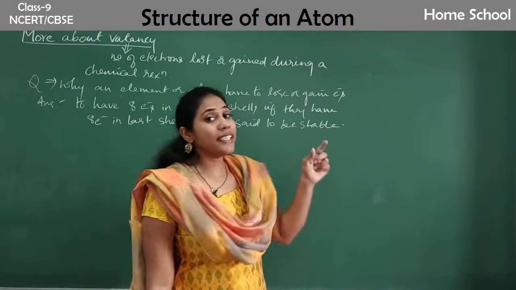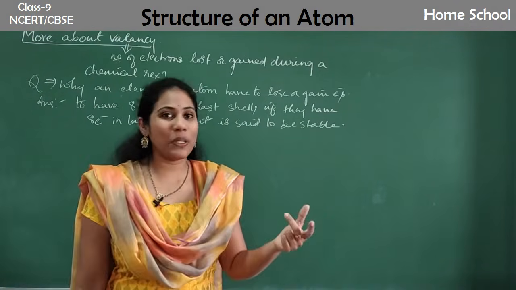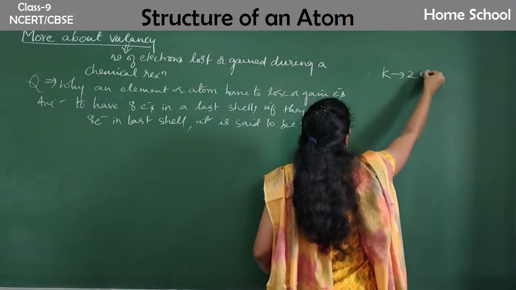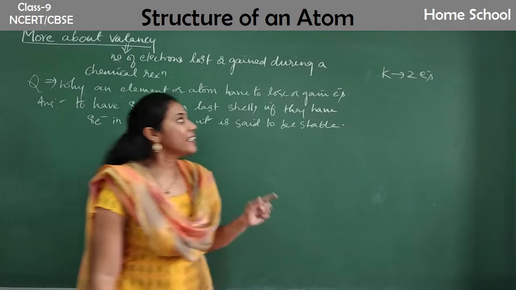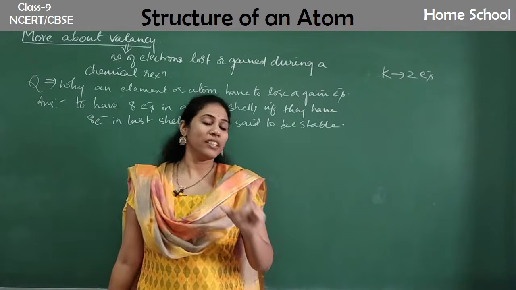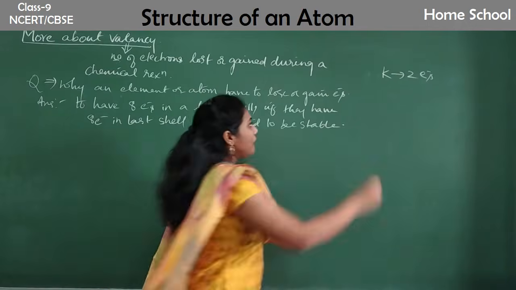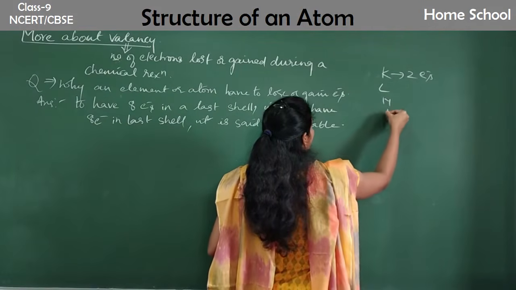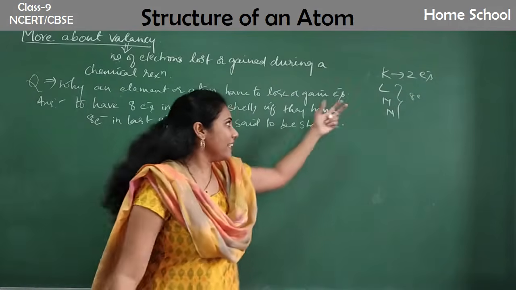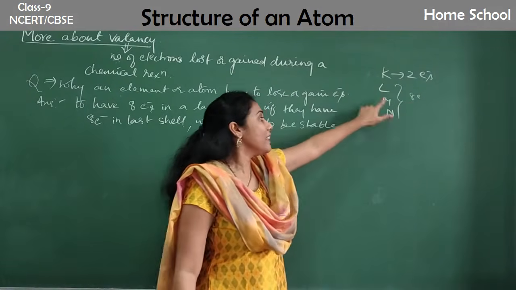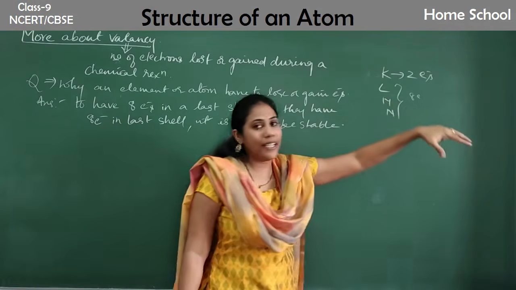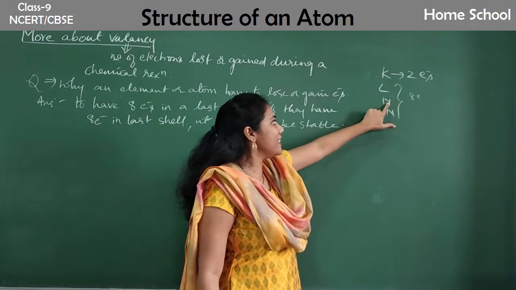The first shell, that is K shell, cannot have 8 electrons, isn't it? K shell's capacity is only 2 electrons, guys. So it cannot have 8 electrons. So after K shell, L shell, M shell, N shell, they can have 8 electrons in the last shell. Because their capacity is 8 or more than 8. L shell capacity is 8. M and N shell capacity is more than 8. Here the capacity is 18.